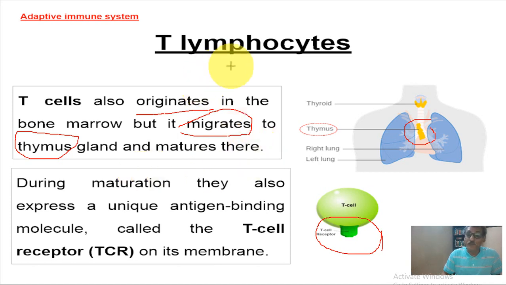B cells both originate and mature in the bone marrow, but T cells, although they originate in the bone marrow, go to a different site known as the thymus for maturation. We have also seen that in the B cell, the membrane-bound antigen receptor protein is known as antibody, but in the T cell, it is known as TCR or T cell receptor protein. So that's the difference. These are the two major players of adaptive or acquired immunity.